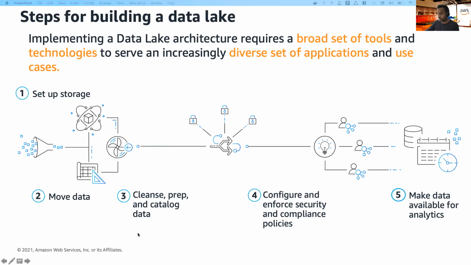Then we cleanse, prep, and catalog the data, using things like Glue and Glue DataBrew to do that. Sometimes Lambda can be used to transform the data as well. And then we configure security and compliance policies before you give access to anyone. And then finally, you make the data available for analytics, right? So once users have the necessary access, once you have done all the cataloging, users can look at S3, understand what the different data available are, and then they can do their own analytics. Okay, any questions?